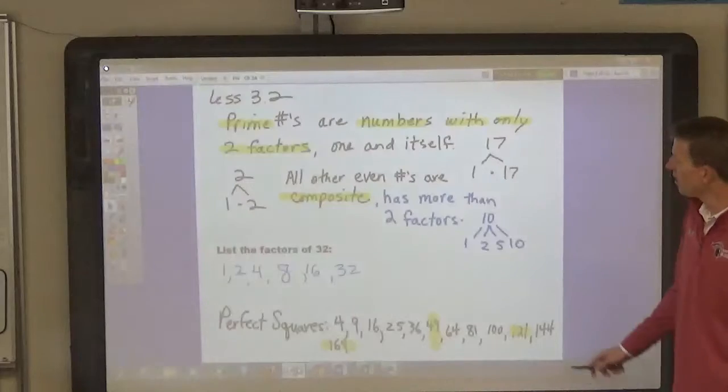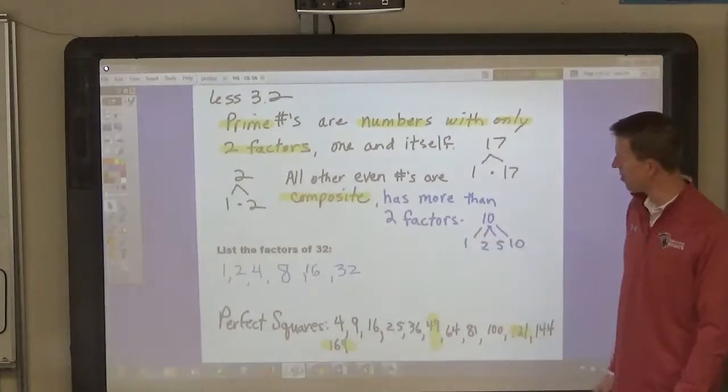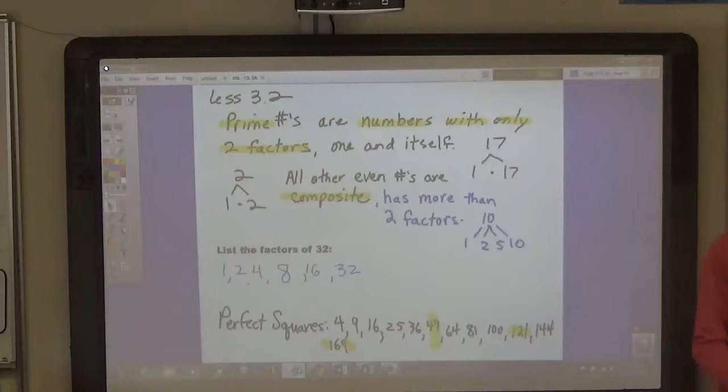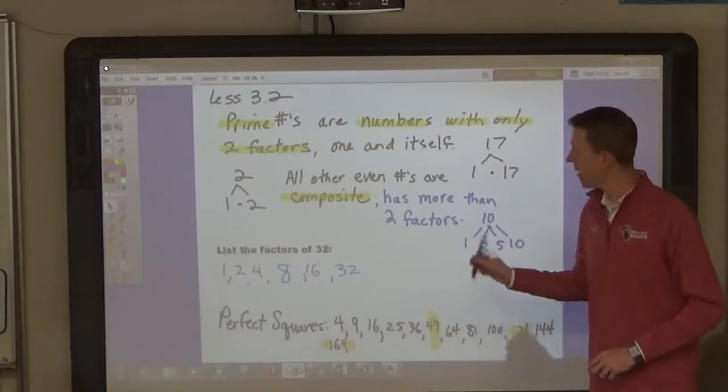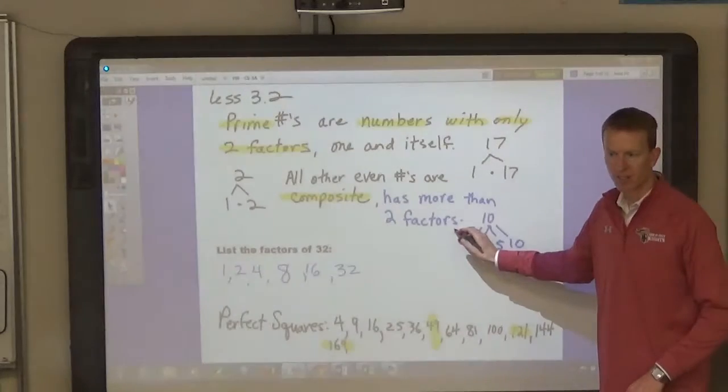Okay? Any number that has more than two factors is called a composite number. Now, a factor. What's a factor? What is a factor? Two or more numbers that when they're multiplied together make another number. Yeah. I want you to think of factors kind of like ingredients in the number.